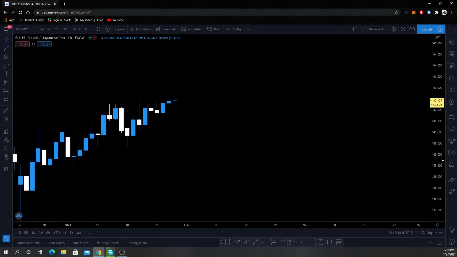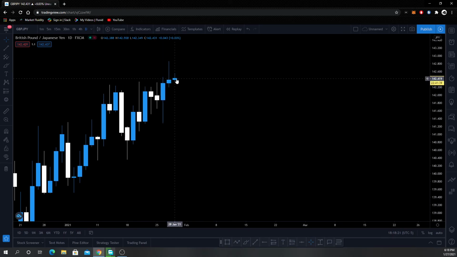So the daily, it didn't do much. This is today, that's yesterday. This is the 27th. So let's see. We went up and then we came back down within the same range. That means there's a lot of rejections over here. So let's draw our zones.